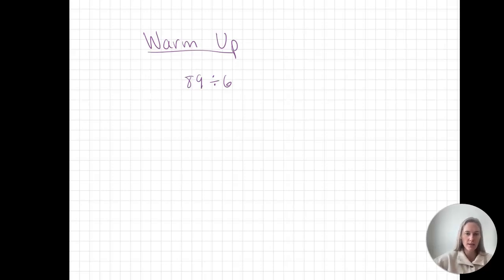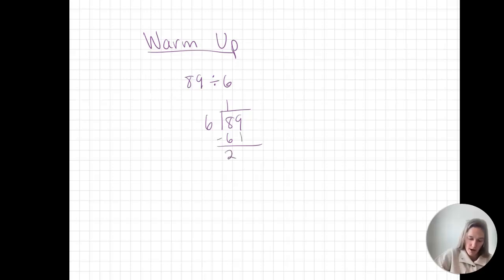So remember, we take the dividend, which is the first number, and put it in the box. And then we take the divisor, which is the second number, and put it on the outside. And then we say, okay, how many times does 6 go into 8? 1 time. And then we go 1 times 6 is 6. And then we subtract: 8 minus 6 is 2.